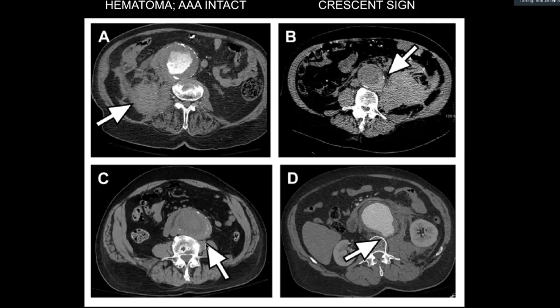And the one that I showed you had a combination of the draped aorta sign, where the plane between the psoas muscle and the aneurysm is absent. And here you can see that there is a hematoma with the aneurysm intact. On a non-contrast CT, you can see this focal crescent sign.